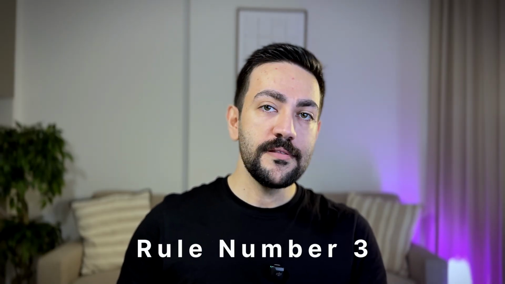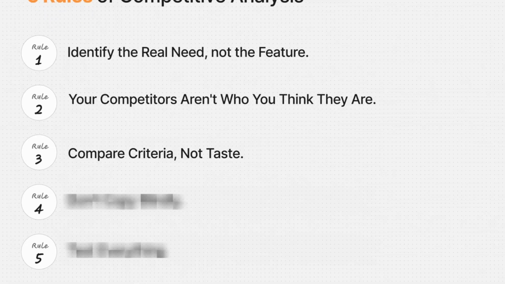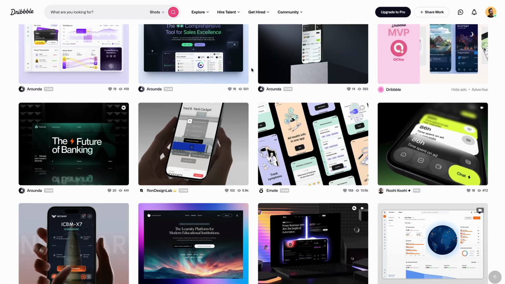Now, those first 2 rules set the stage, but honestly, if you mess up rule number 3, none of your research matters. This is the one that kills portfolios. Rule number 3, compare criteria, not taste. "I like this animation" is not analysis. That is an opinion. You need to be a robot here. Judge based on speed, clarity, and error prevention. Trendy designs often fade because they look great on Dribbble but fail in the real world. Do not let your personal taste trick you into copying a broken pattern.